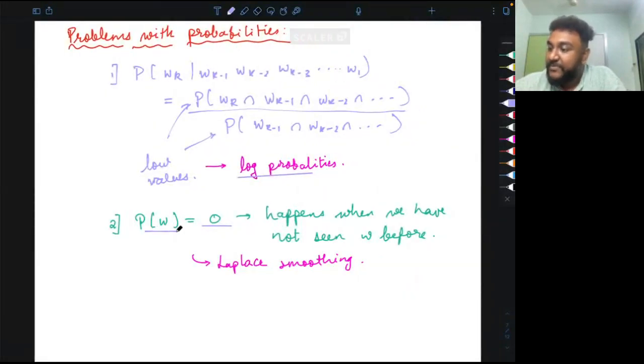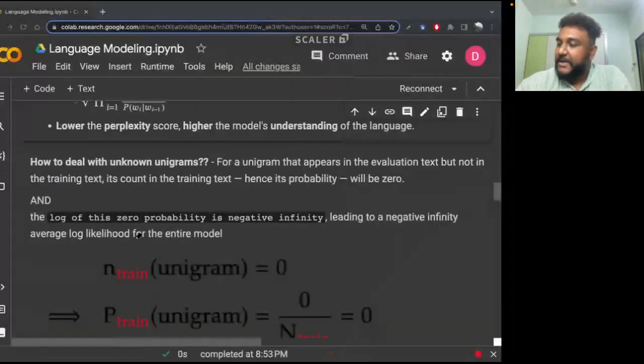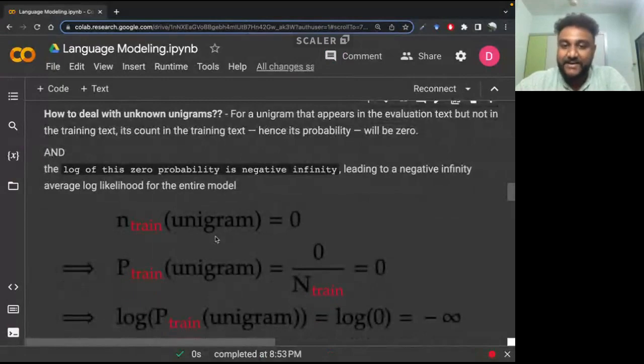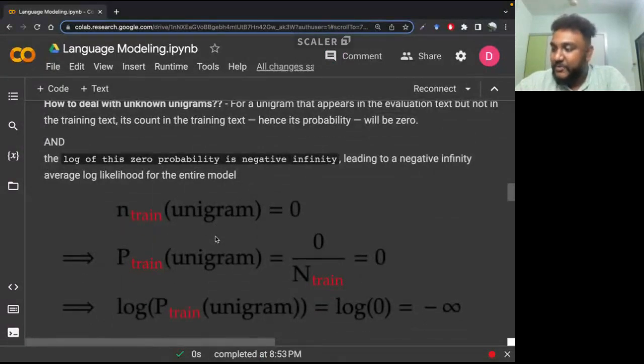Which is what to do with words which do not appear, how to handle words which we have not encountered in our corpus. So the way we handle this in the math is we can use Laplace smoothing. Let me explain the concept of Laplace smoothing.